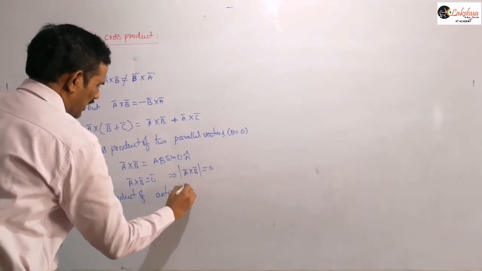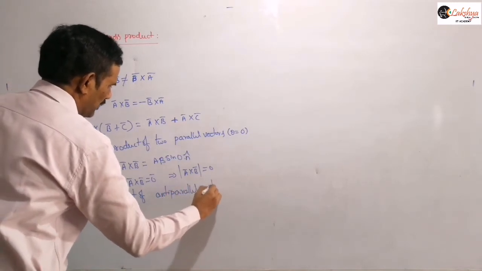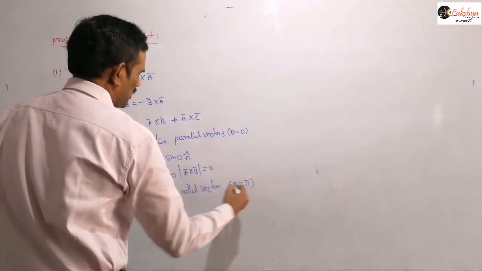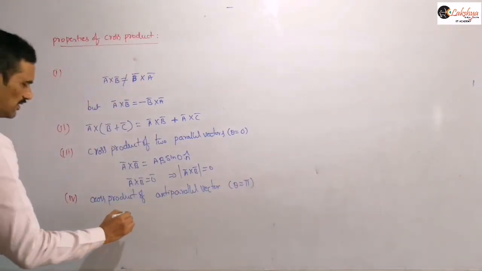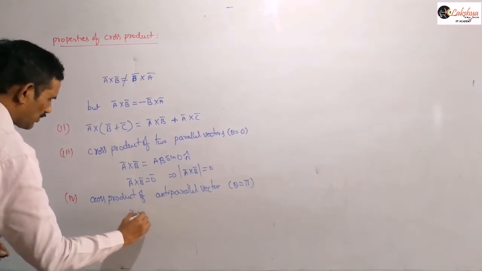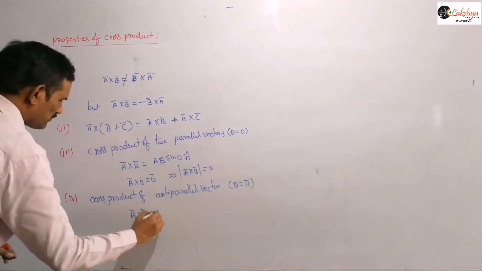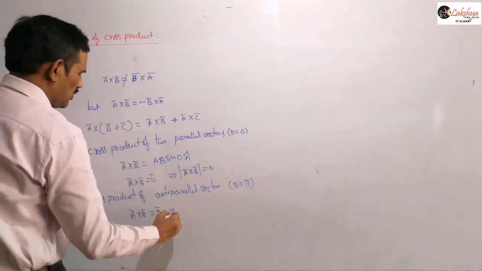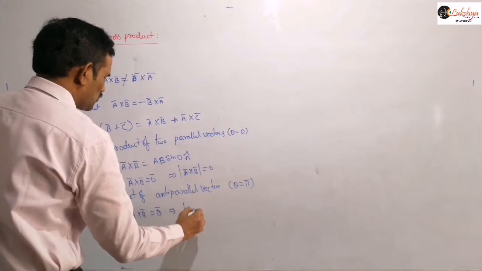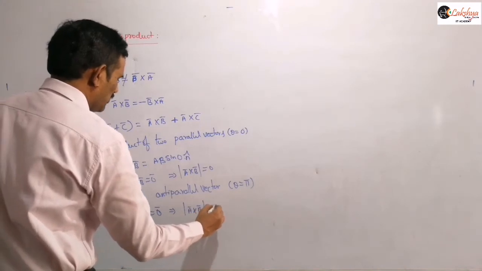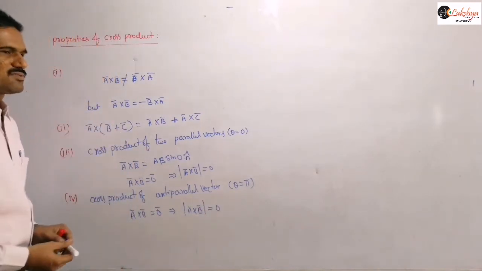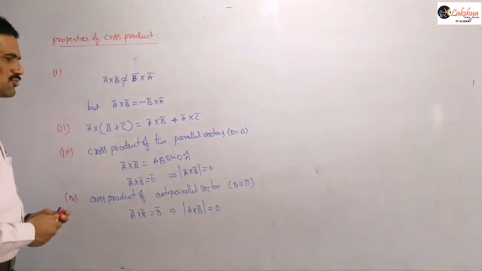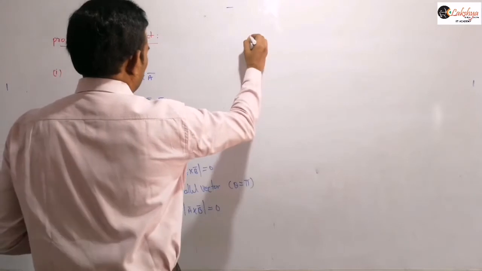Cross product of anti-parallel vectors. Anti-parallel means the angle between them is 180 degrees, that is, they are opposite each other, so pi radians. Therefore, a bar cross b bar will again be equal to 0 bar, the null vector, because sin 180 is also 0. Or you can write its magnitude, the magnitude of a bar cross b bar, will be equal to 0. That means when the two vectors are either parallel or anti-parallel, then their cross product will be 0.